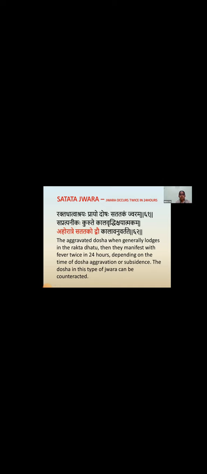So here the aggravated doshas generally lodge in the Raktadhatu and manifest fever twice in 24 hours, depending upon the time of dosha aggravation or subsidence. So here it is called sapratyanika, whereas santata, which we have seen, is Nishpratyanika. Here, because of the Kala or the dosha dusha, there will be something counterable. That's why it is called sapratyanika jvara. And anyadushka, wherein kala prakriti doshanam prapir anyatamo balavaha.